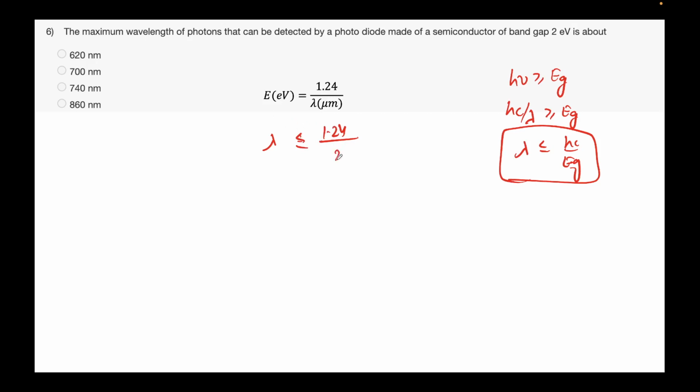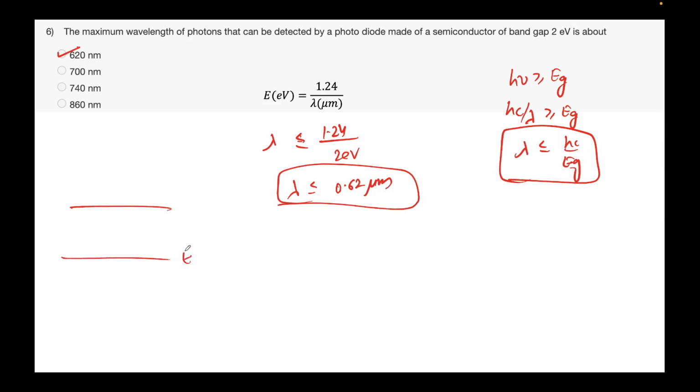Eg is given as 2 eV. So lambda should be less than or equal to 0.62 micrometers, 620 nanometers. Straightforward. If there is a band gap, EV and EC, and you want to excite this electron from here to here, you must supply at least Eg, which is written over here.